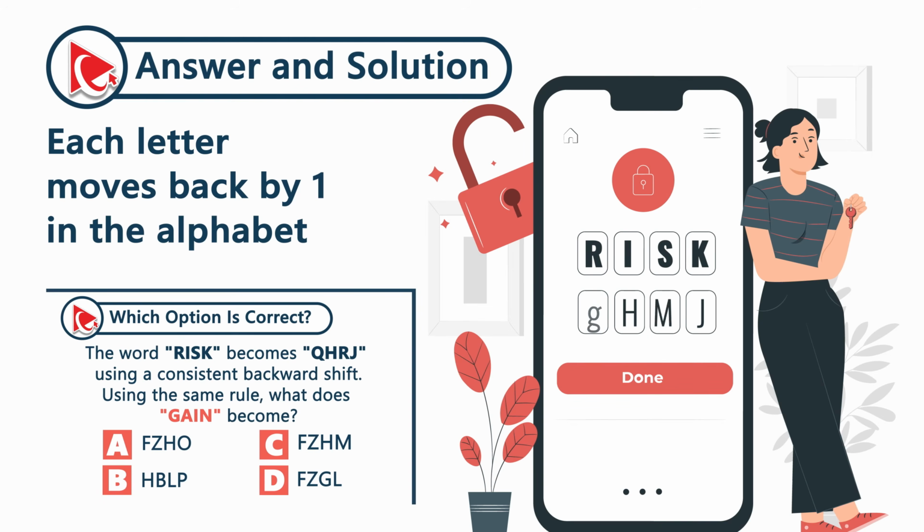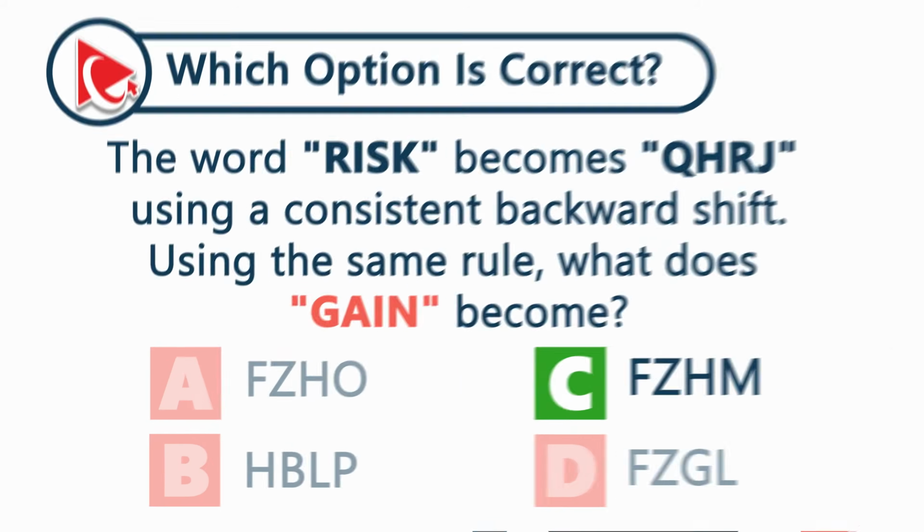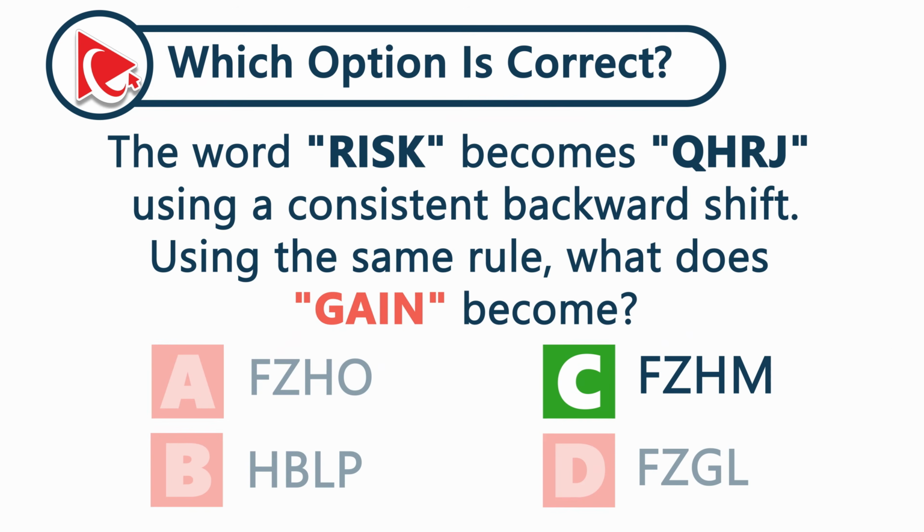Each letter in the word risk steps one spot back. Start with the letter G in the word gain. G becomes F, A becomes Z, I becomes H, and N becomes M. That gives us FZHM, and the correct answer here is choice C, FZHM. Sometimes you gotta step back to move forward.